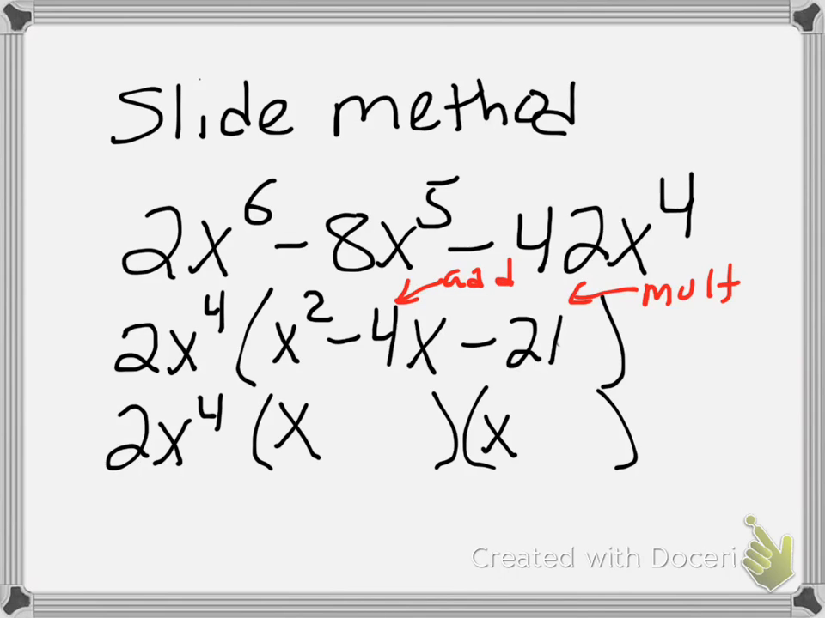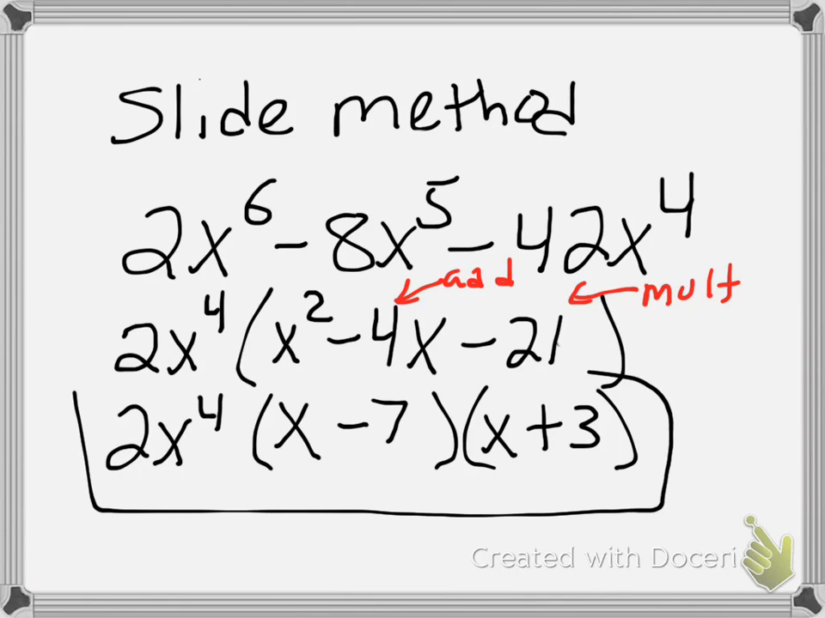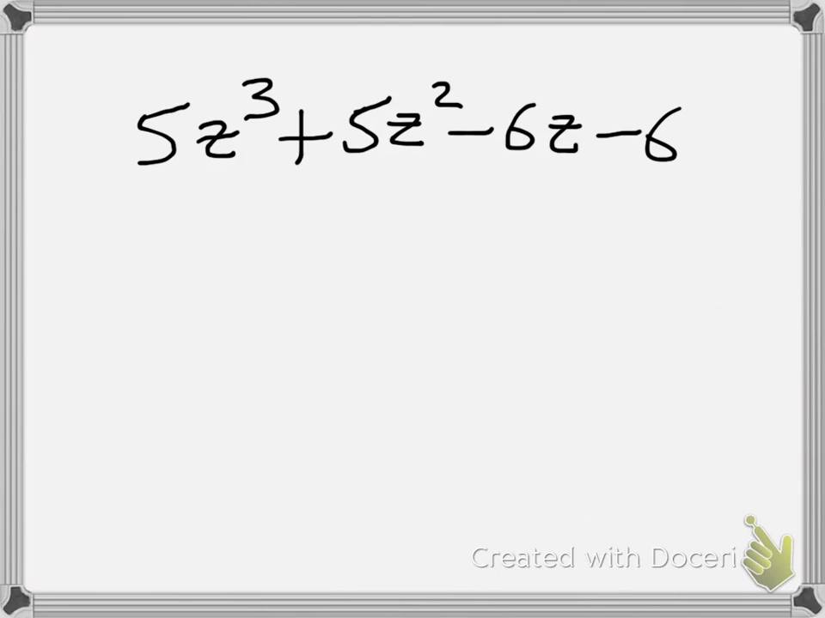That would be negative 7 and positive 3. Because negative 7 times 3 is negative 21, but if you add those two together, you get negative 4. So this right here would be your most complete factored form, if all you're doing is going through and factoring. Alright, so I'm going to move on to the next one that you sent me.